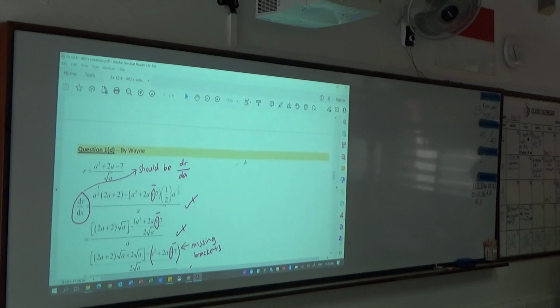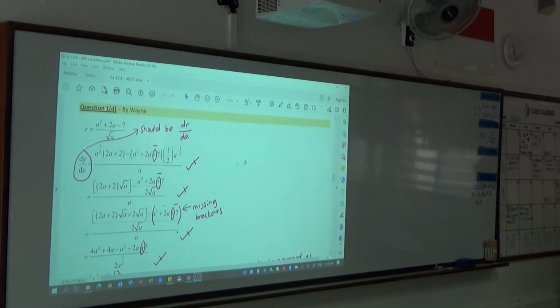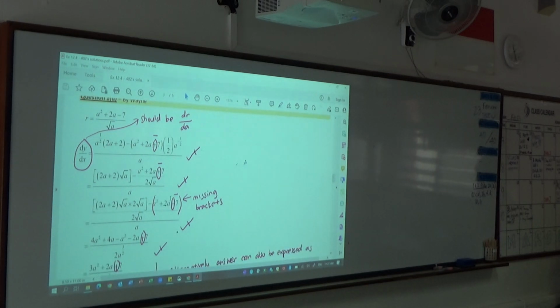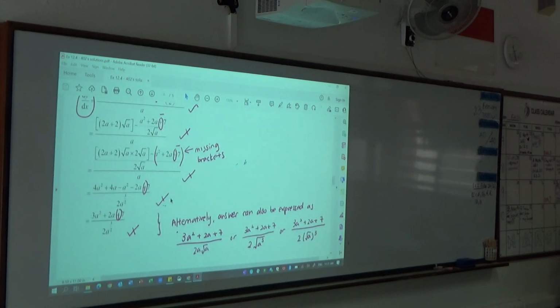Then 1D. Likewise, I think maybe some of you will also make the same mistake. The question gave us r and A, so we are differentiating r with respect to A, so the notation to be used is dr over dA. So I want you to check your work, make sure that you use dr over dA instead of dy over dx. What Wayne did was copy wrongly: the question gave minus, but it should be a plus. It should be a minus over here, but he wrote a plus, which resulted in errors being made consistently throughout.